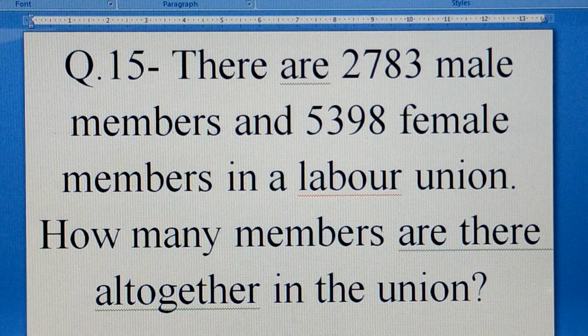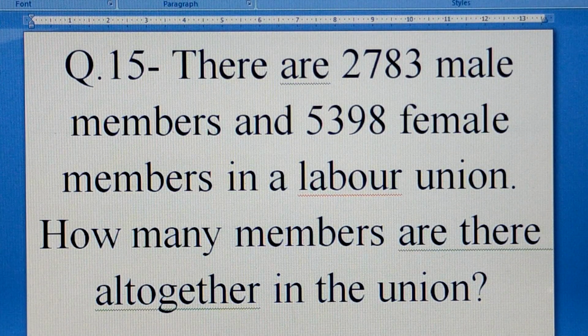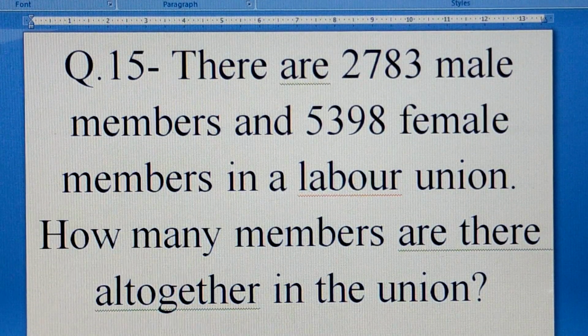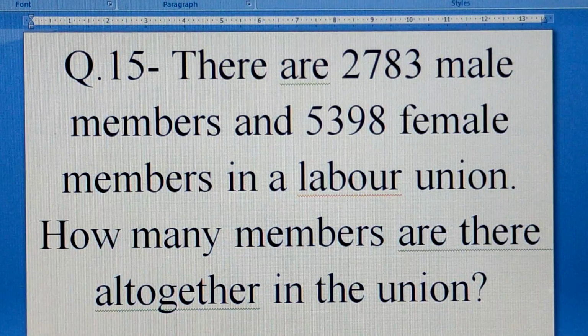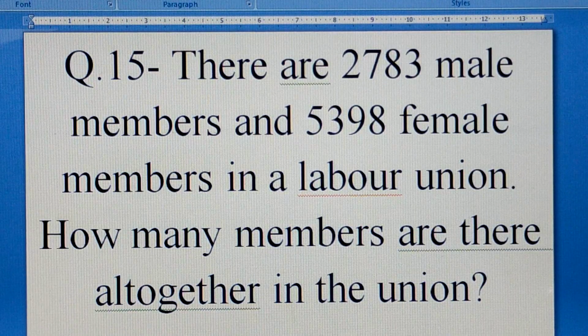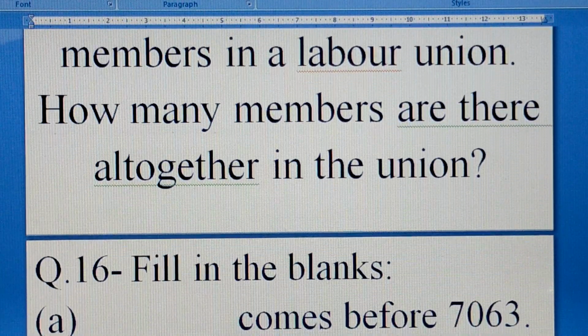Okay, my littles, it is question number 15. It's a word problem. There are 2783 male members and 5398 female members in a labor union. How many members are there altogether in the union? First of all, you have to decide what to do: either plus or minus or multiply or divide. Here you will go for addition. But please write the language in a proper manner.